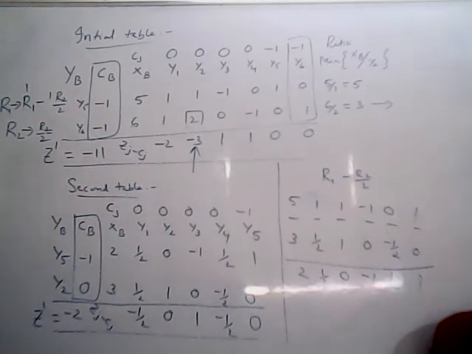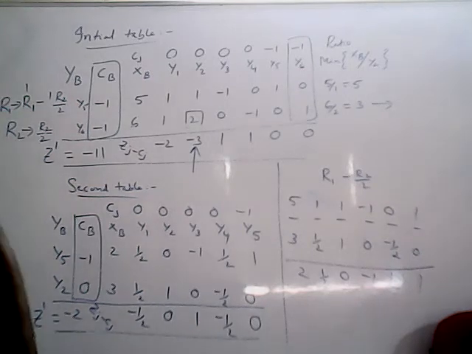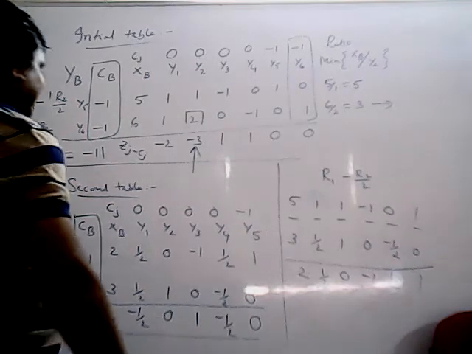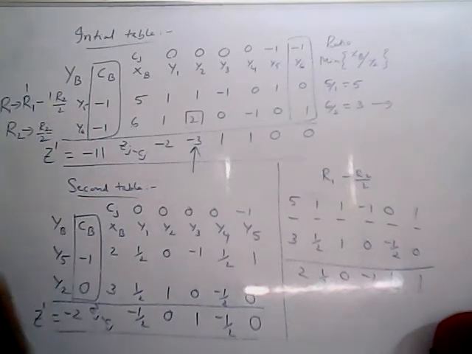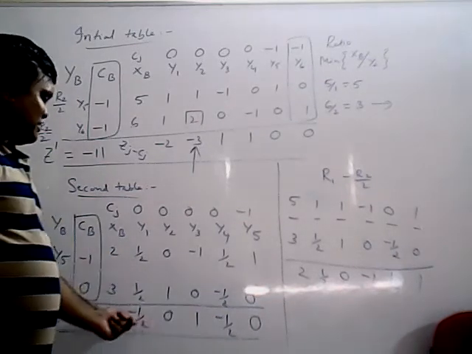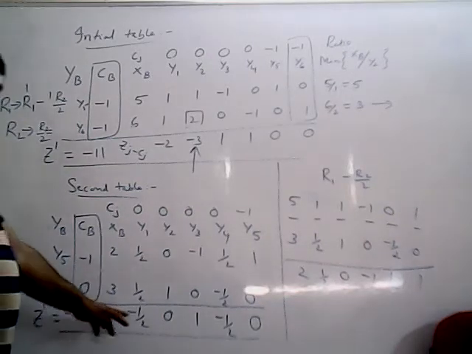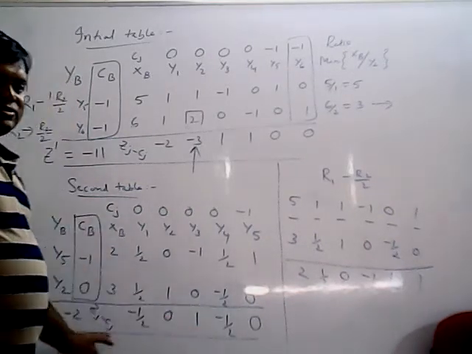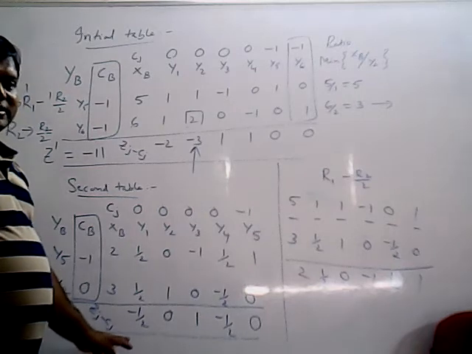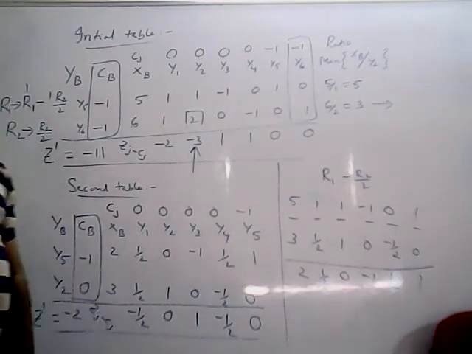Okay. If you get all positive, the solution is completed. If you get more than one negative, choose the most negative. How many negatives did you get? 2 negatives. So choose the most negative. This is minus 1 by 2, and this is also minus 1 by 2. So whenever you are getting equal values here, which variable do you have to consider?